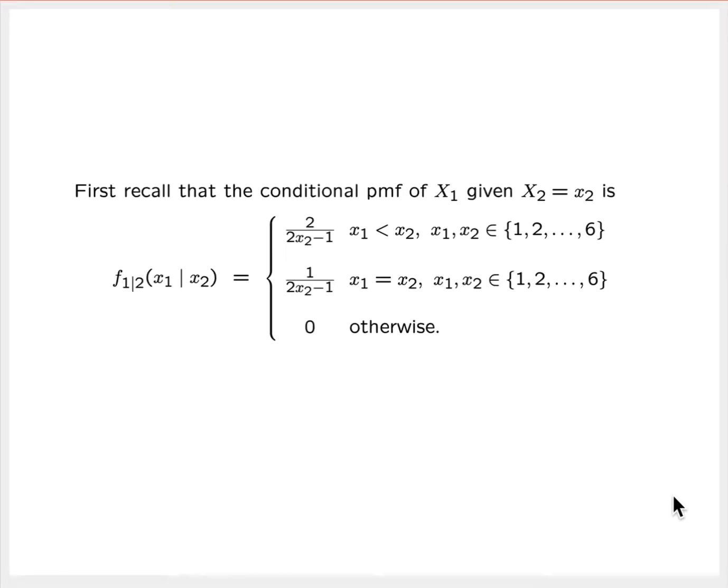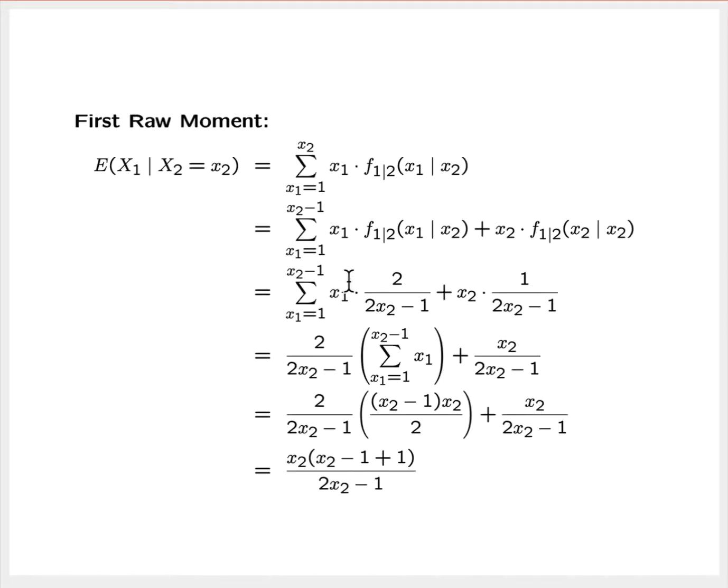So first recall that the conditional PMF of x1 given x2 is given by this succinct formula. And so for values of x1 and x2 in the set of integers 1 through 6, where specifically x1 is strictly less than x2, then the conditional PMF of x1 given x2 evaluates to 2 over 2 times x2 minus 1. And for values of x1 equal to x2, it evaluates to 1 over 2 times x2 minus 1. And so we can use that expression to analytically derive the first raw moment.